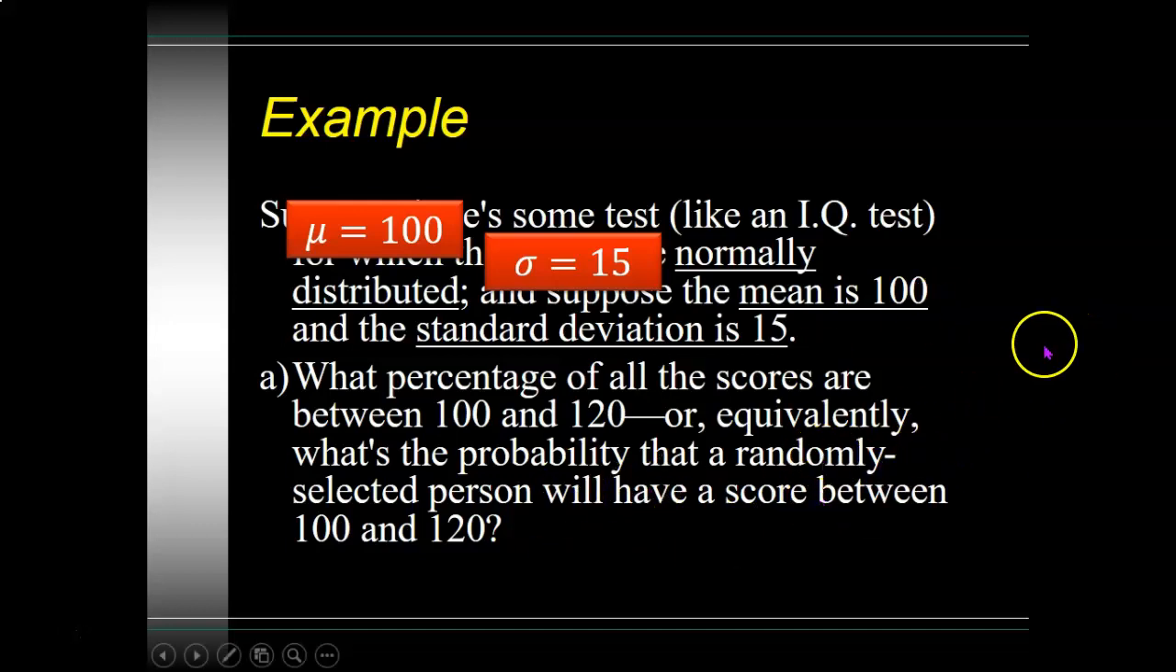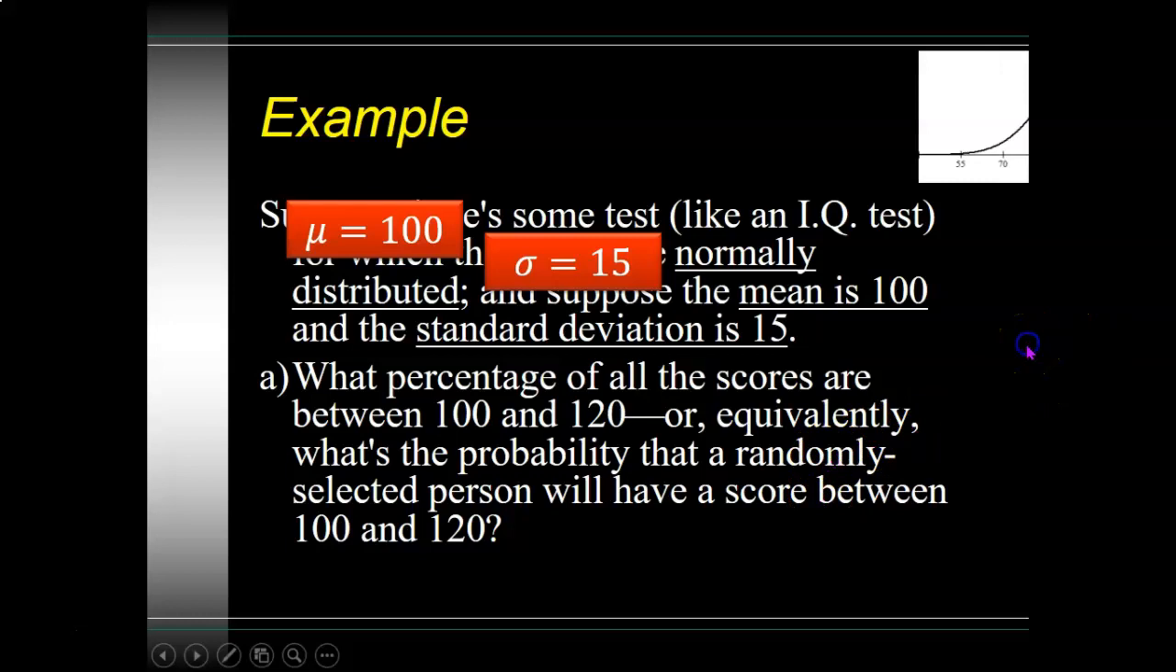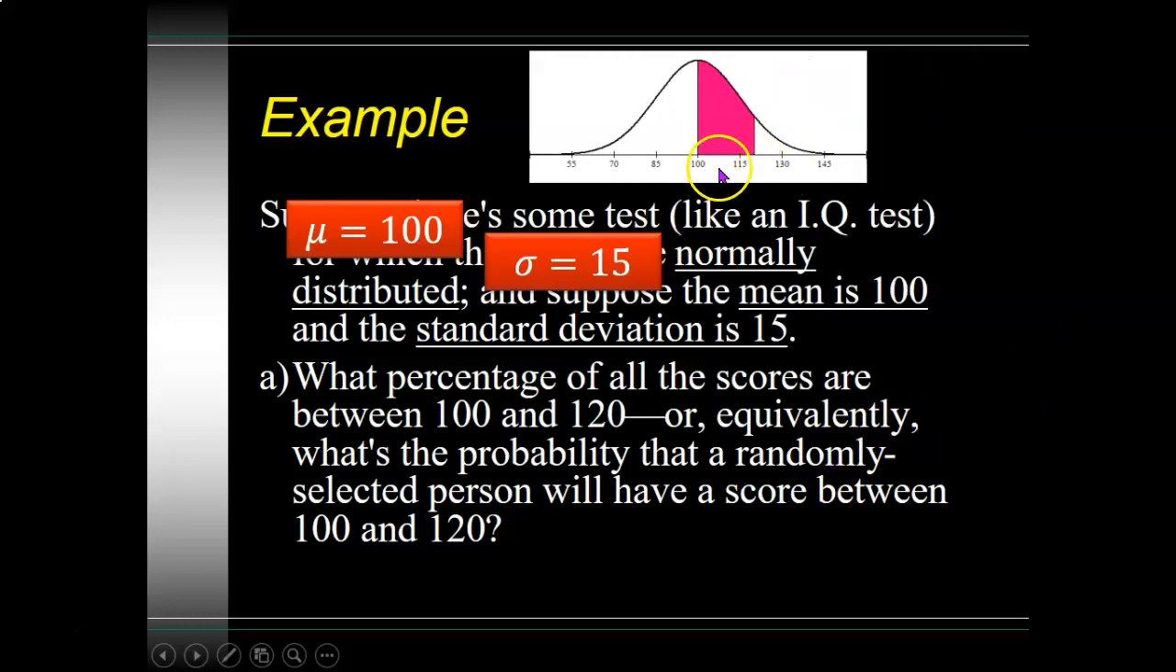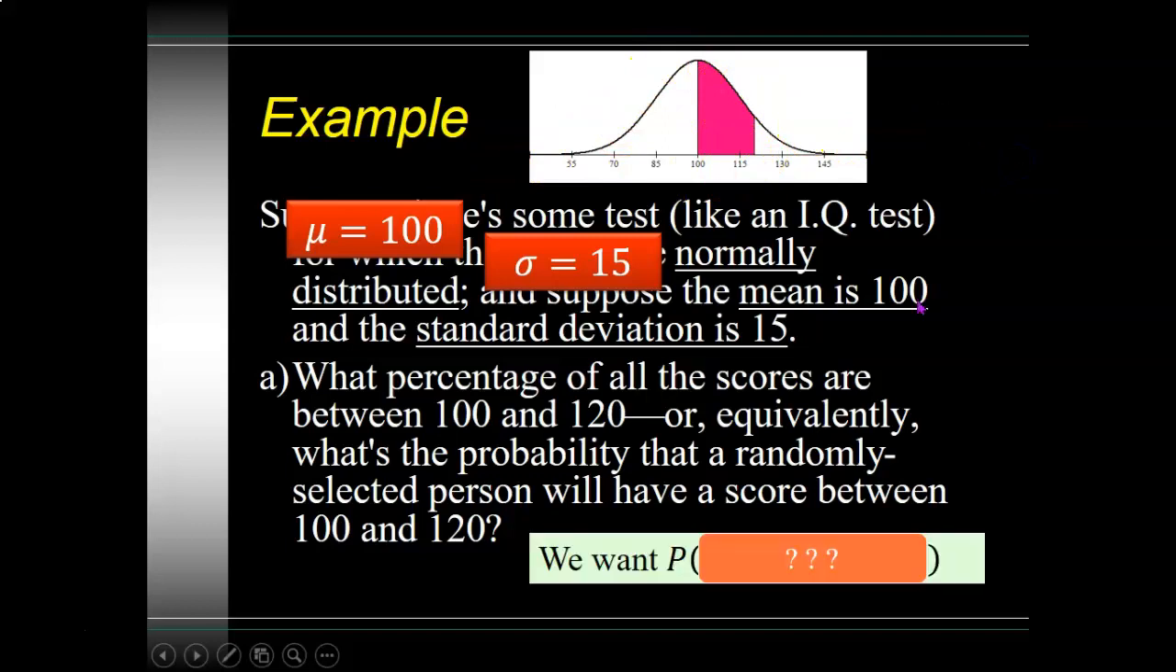And then the question, the thing they're asking us to find, well, it's the percentage or the probability of scores between 100 and 120. That's represented graphically by the shaded region here under this bell-shaped curve. So we want P of, do you know what goes here inside the parentheses? How you would write that?